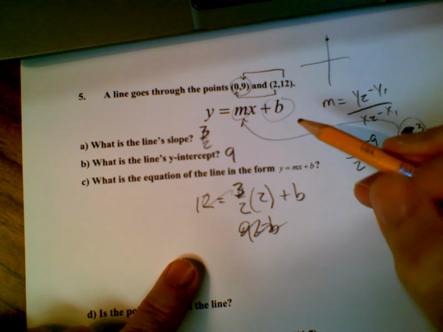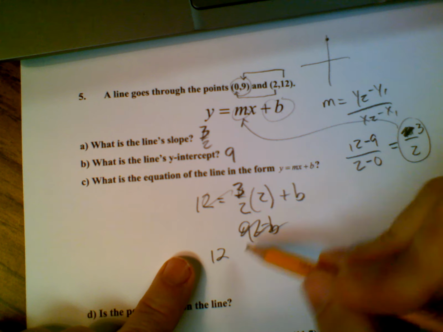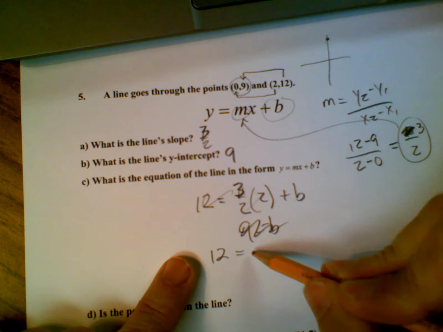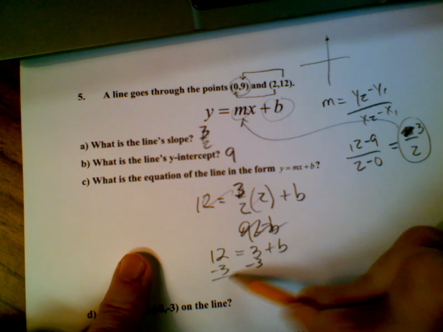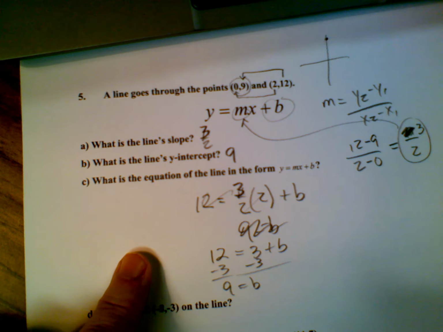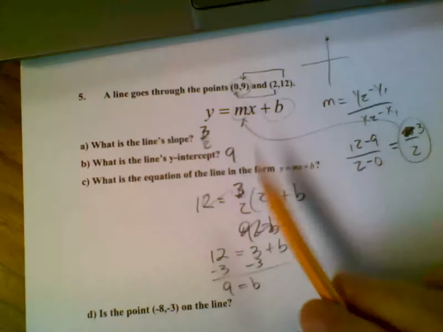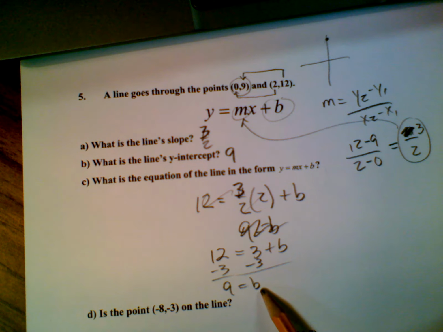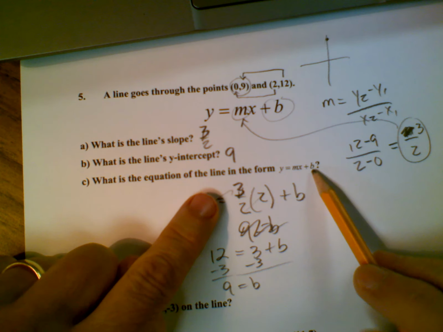Okay, so if we plug in the 2 comma 12, and we put in the 3 halves, what you'd get here is 12 is equal to, the 2's cancel out, 3 plus b, then you subtract 3 from both sides, and you'd get 9 equals b. Okay, so if you didn't recognize that 9 was the y-intercept up here, you could still work it out. But if you recognize that 9 is the y-intercept, you don't have to do this work to come up with this answer.